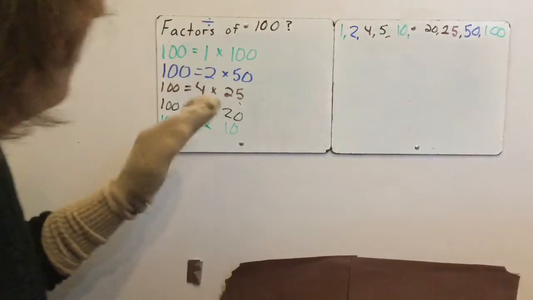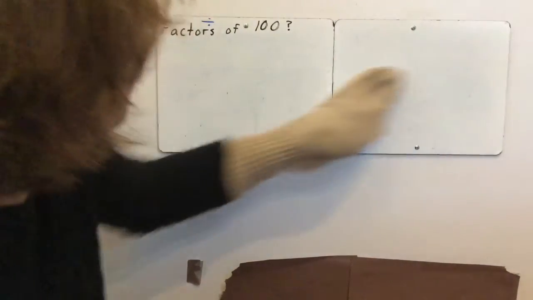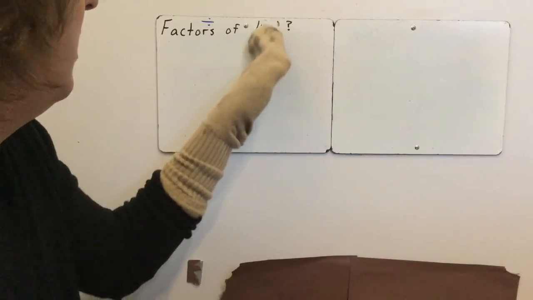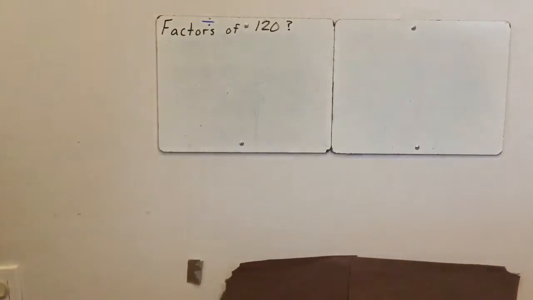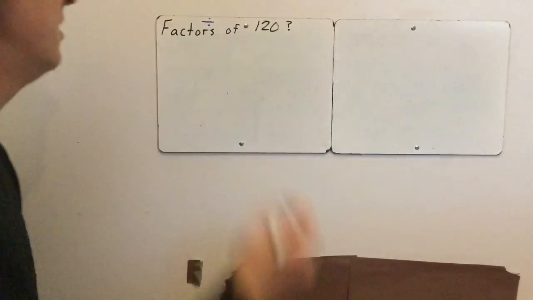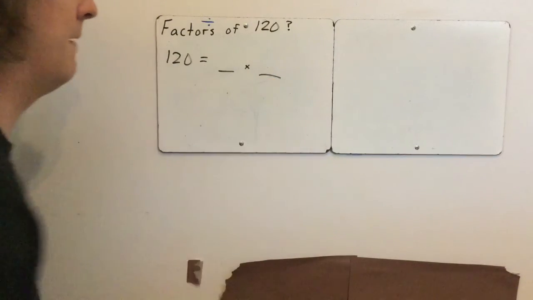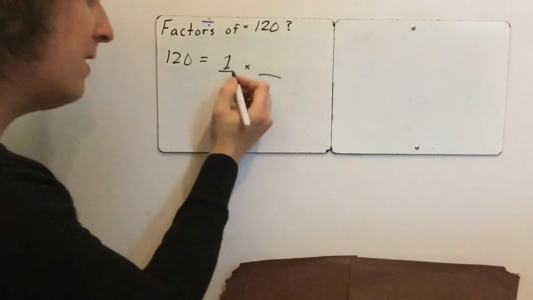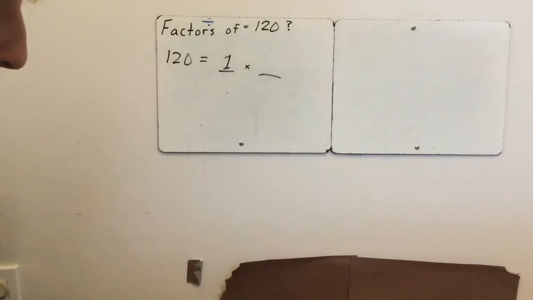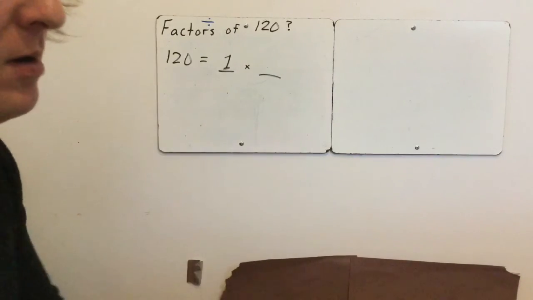So I'd like you to try one on your own. I want you to try to find all the factors, not of 100 this time, but of 120. All right? I want you to use the same method. 120 is equal to something times something. You can start with 1, always the best spot, and then move on up after that. Okay? So take some time now to work that out with a pencil and paper.